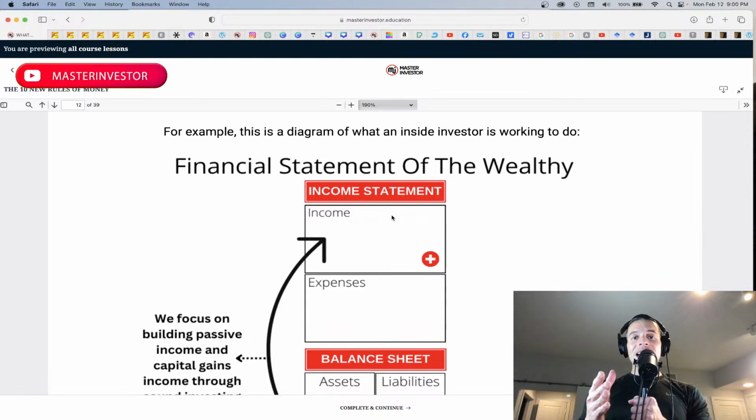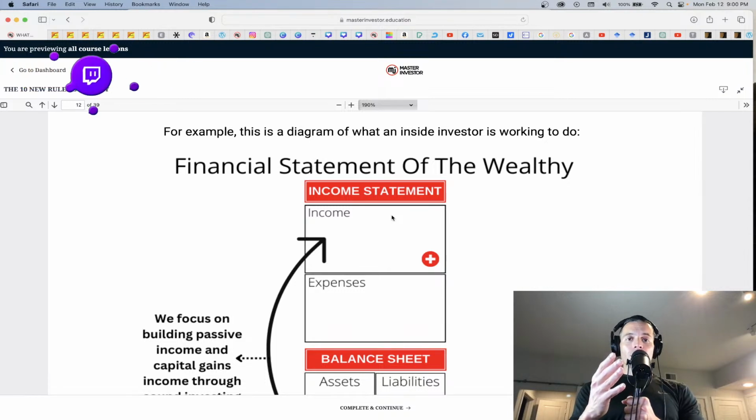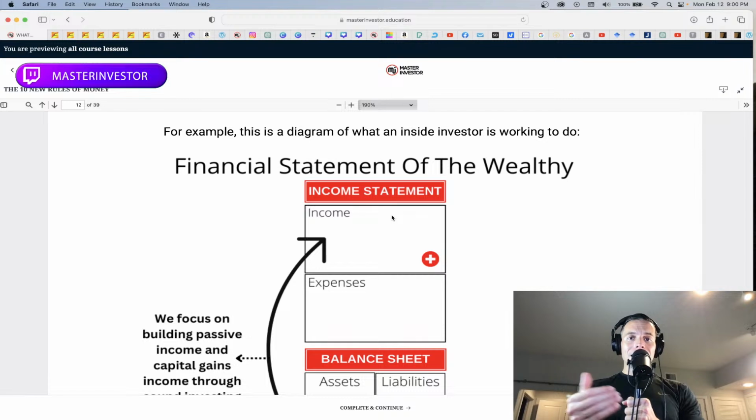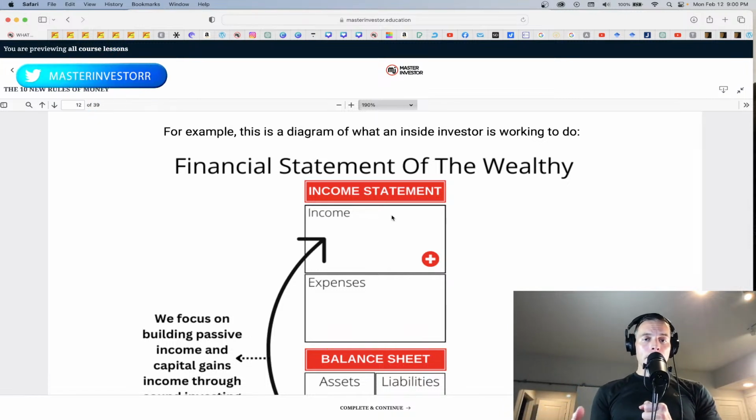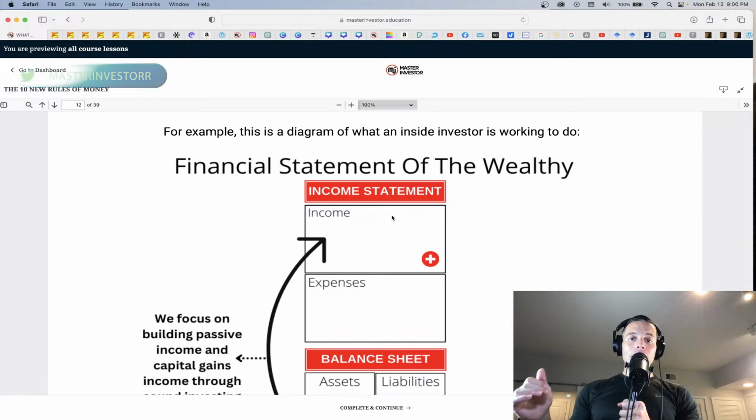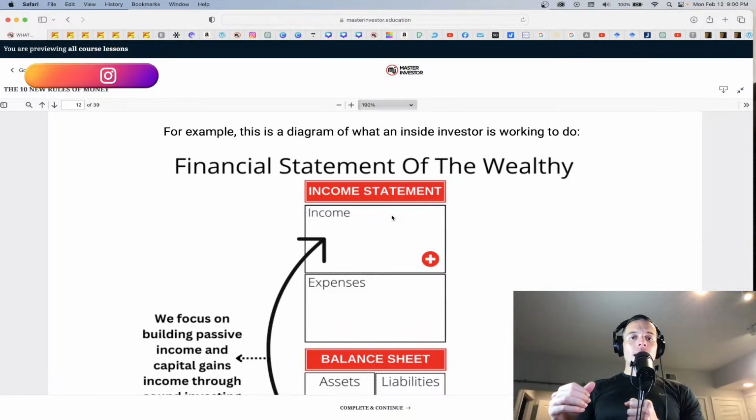On the left side of the cash flow circle, in the top left corner, you have the E, the employee. On the bottom left, you have the S, the self-employed. And on the top right corner, you have the business owner, the B. And on the bottom right, you have the I, the inside investor, the master investor, right?